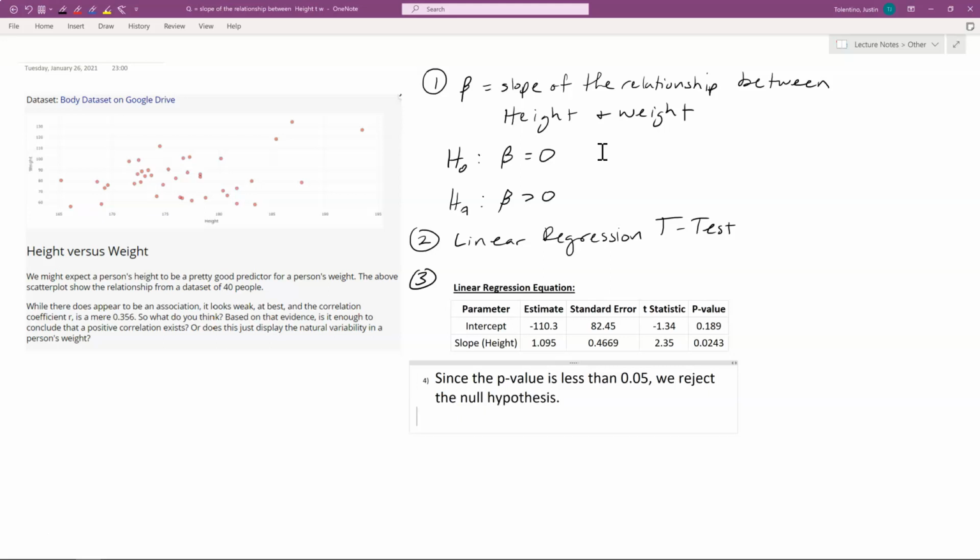And of course, if we're rejecting the null, then we're concluding that a positive correlation does exist. So we have sufficient evidence to show that a positive correlation exists between a person's height and weight.